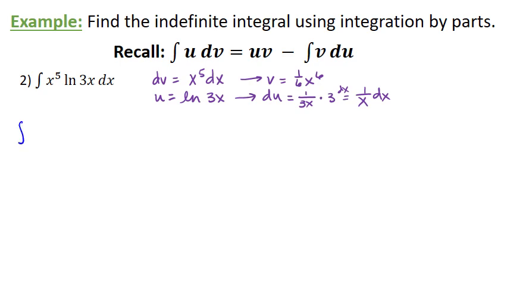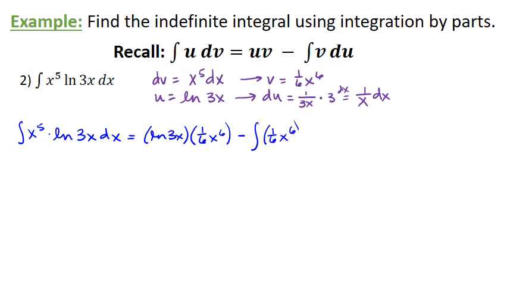So this becomes the integral of u, which is x to the 5th, times dv, which is the natural log of 3x dx. And again, this is the same thing we started with. This is equal to u times v minus the integral of v du. So now we just need to simplify this.